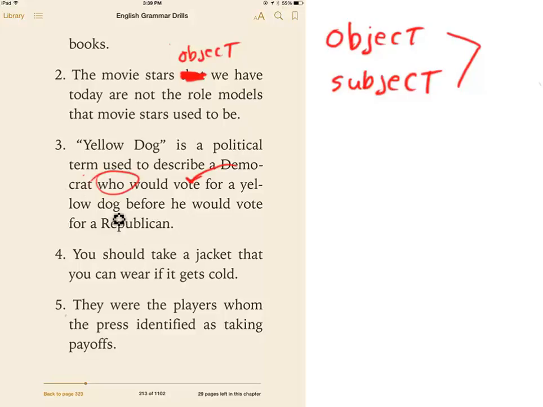So who is the subject. It's doing the action. It's not having the action done to it. It must stay there. Okay, so I would write okay above it. It has to stay there.